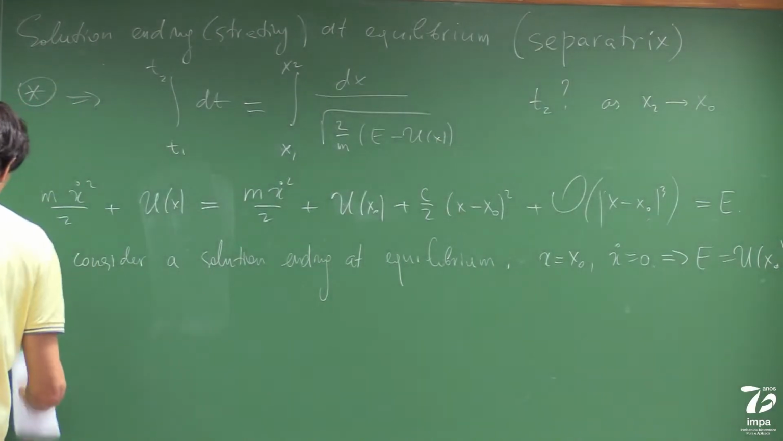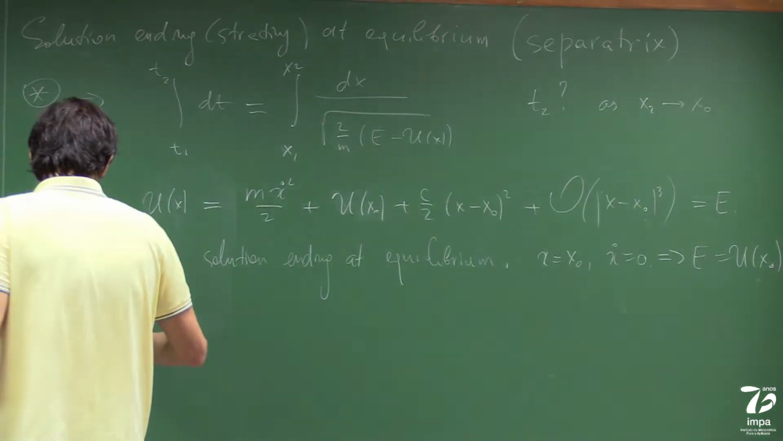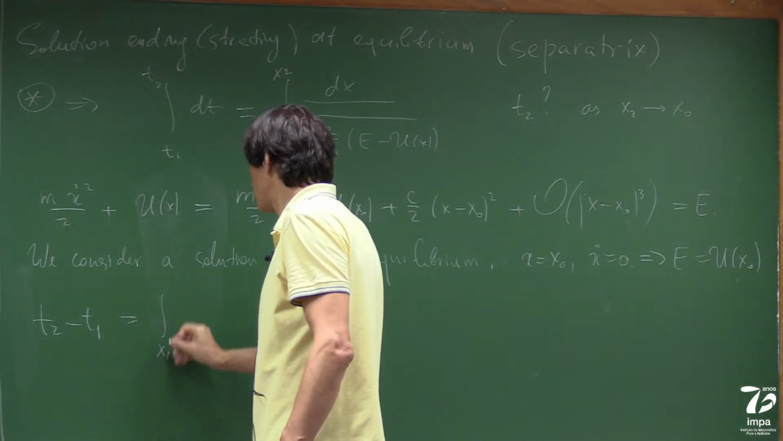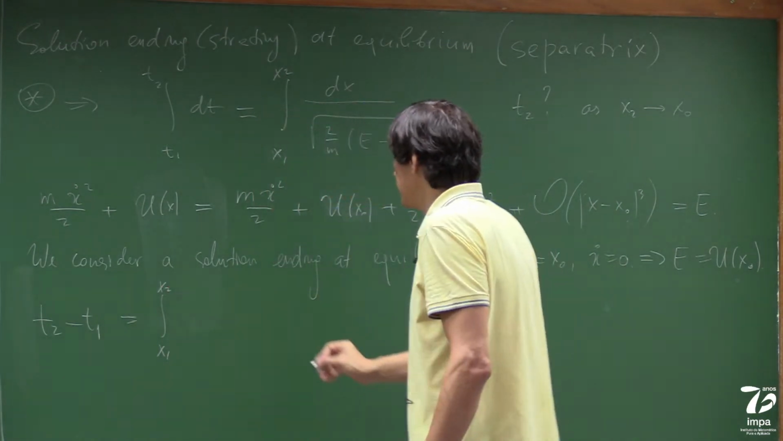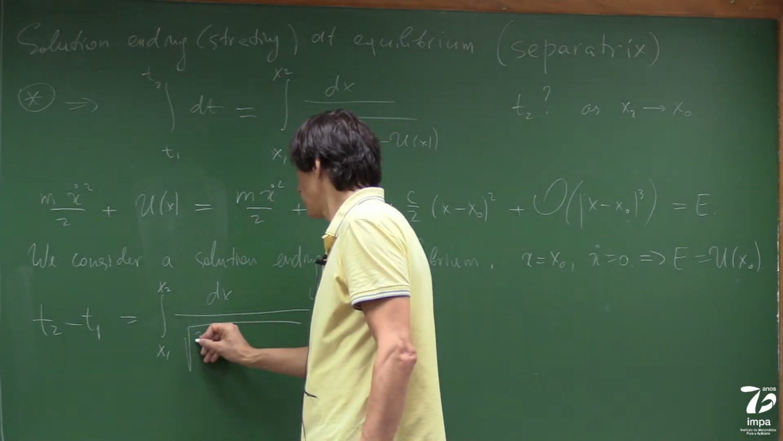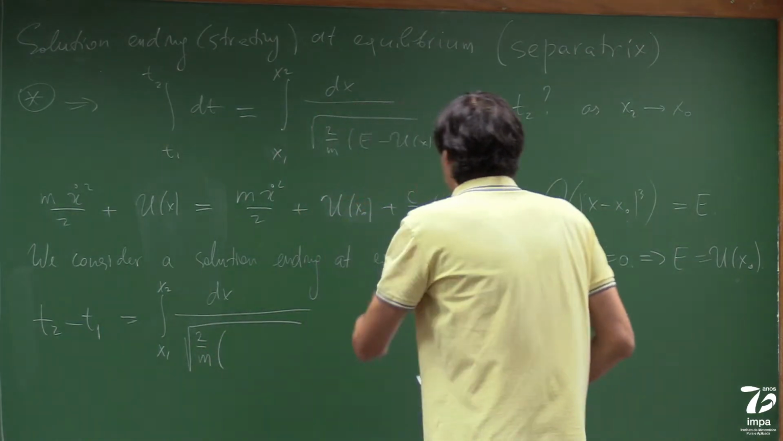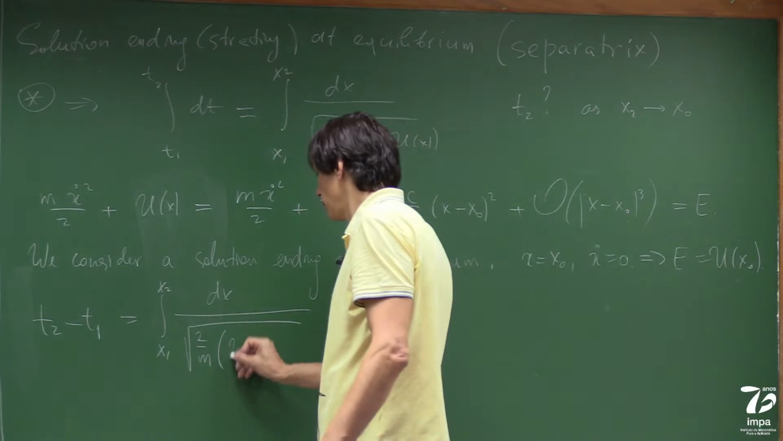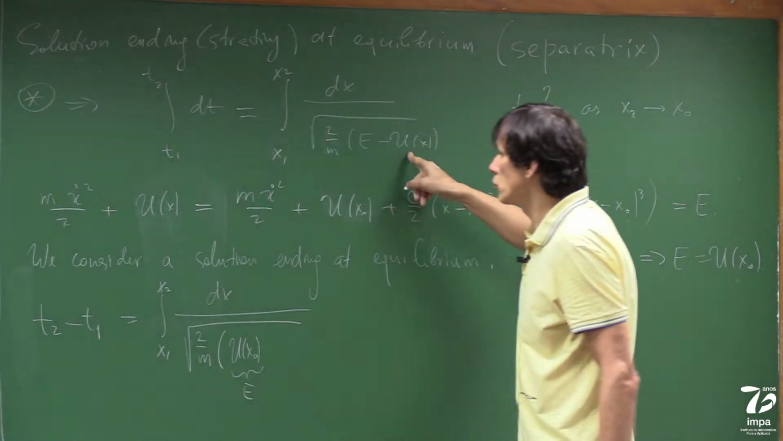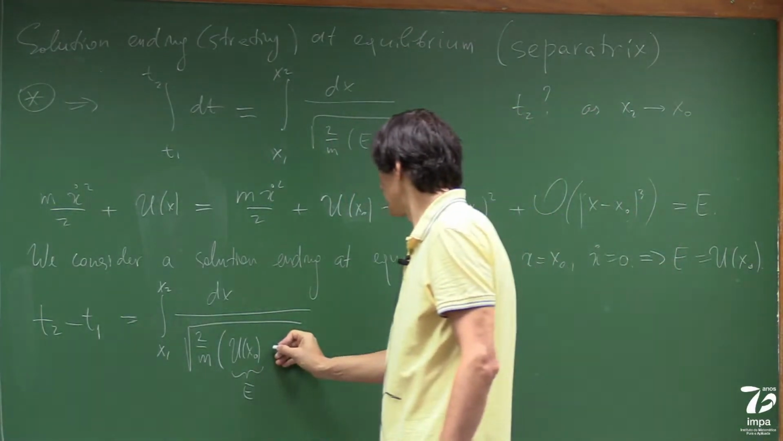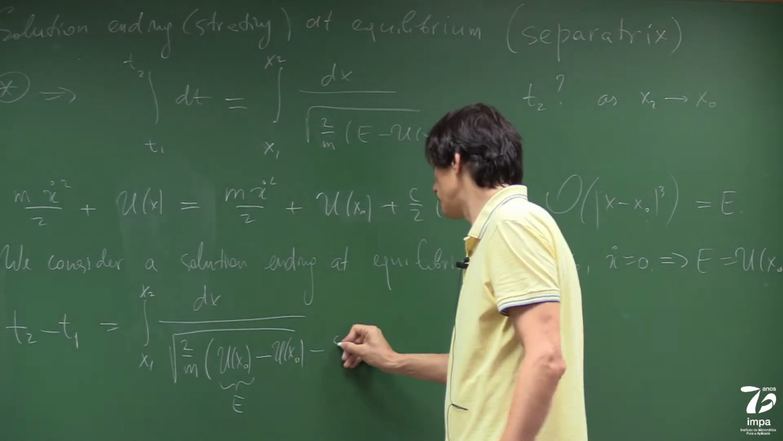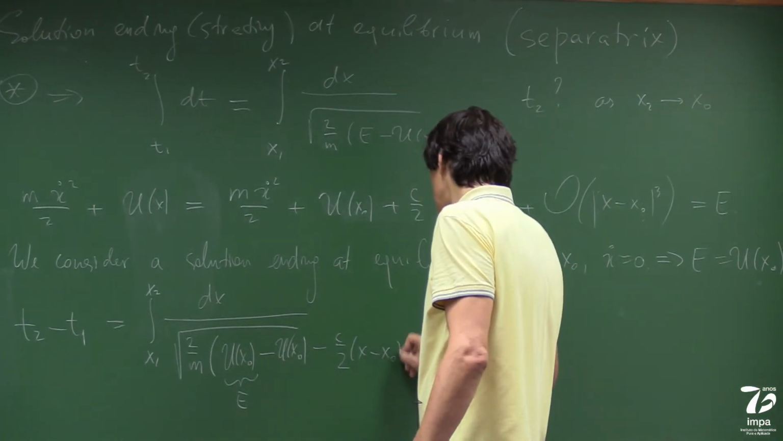So the left-hand side will be T2 minus T1, right? And then we have to compute the integral from x1 to x2 of dx, square root of 2 over m. So energy we know, so it will be u of x0. This is energy. And then we also know u, because we can substitute u. So minus u of x0 minus this term c over 2 (x minus x0) squared.